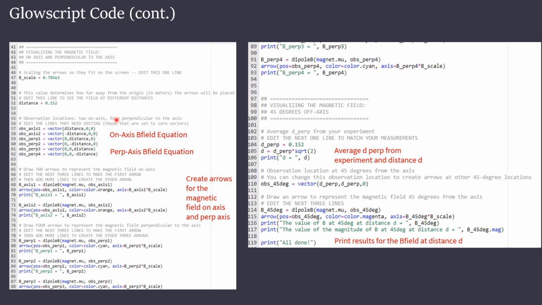Starting in Log 57, we see the calculations for the on-axis B field equation and the perpendicular axis B field equation being done here. Below that, we see the code for creating the arrows for the magnetic field on the on-axis and perpendicular axis. In the second part here, we see the average D perpendicular from the equation, and this is D. Lastly, we see the code presenting the results for the B field at distance D.